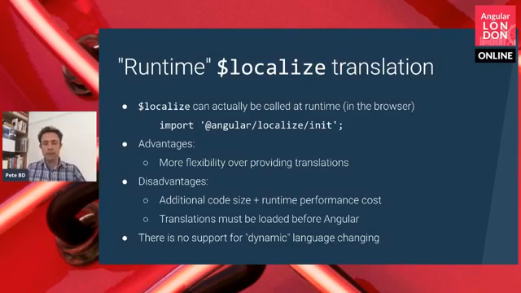There are some disadvantages to this, obviously. You've got the additional code size of the $localize implementation itself. Every $localize tagged string obviously has to have the $localize there, so that's additional code size. And there's a runtime performance cost, both in terms of actually doing the translations, but also you have to wait for the translations to load, maybe loading them using an HTTP request, or even if you loaded them up as part of your bundle, it adds to the download time of your bundle.